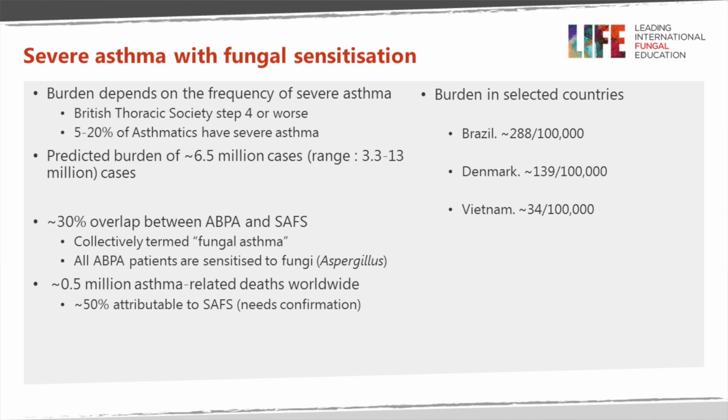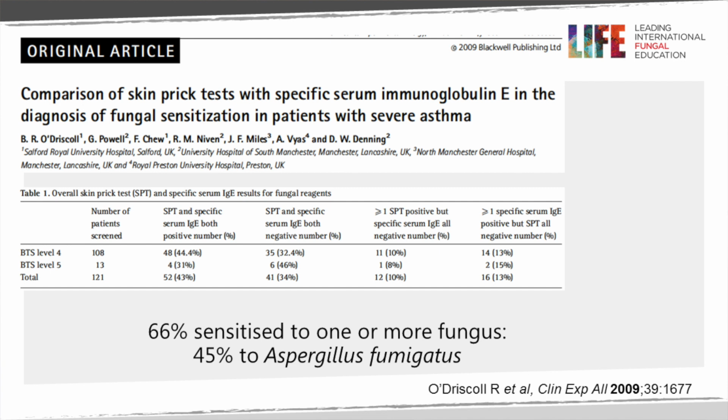It's possible that some of the asthma-related deaths, and there's about 500,000 of them every year, are attributable at least partly to SAFs, but that needs confirmation looking at asthma deaths in a very careful way, which hasn't been done. When you look at patients with severe asthma, and this is a UK-based study, 66% are sensitized to one or more fungi and 45% to Aspergillus fumigatus. So the rates of sensitization as you get more severe asthma are more frequent, and that's why this is probably quite a common disease. And it responds to antifungal therapy like ABPA.